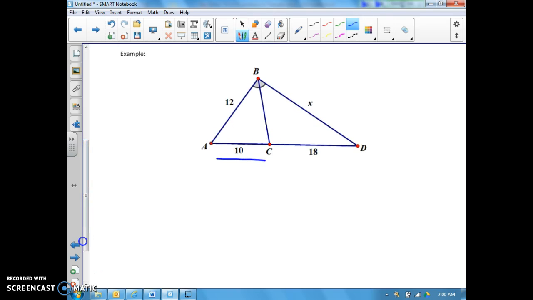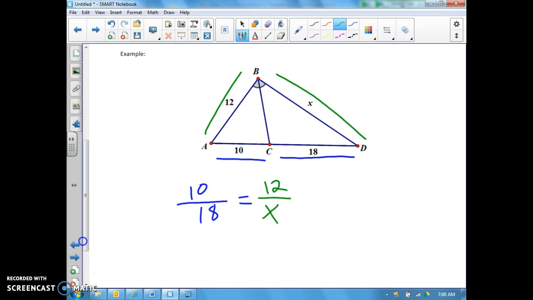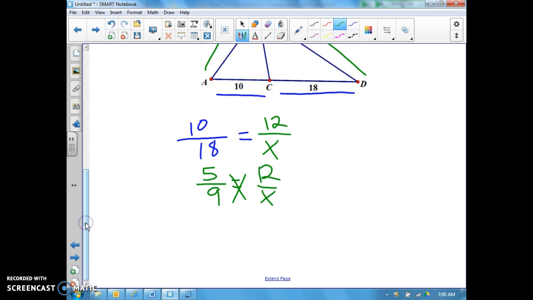Right here, I have my AC is 10 over CD is 18, and that has to be equal to my AB of 12 over BD, which is x. So now I'm going to reduce this fraction here first, so I get 5 over 9 equals 12 over x. Cross multiply. I get 5x equals 108. Yes. Divide both sides by 5. So x equals 108 over 5, which cannot reduce, so that is my answer.